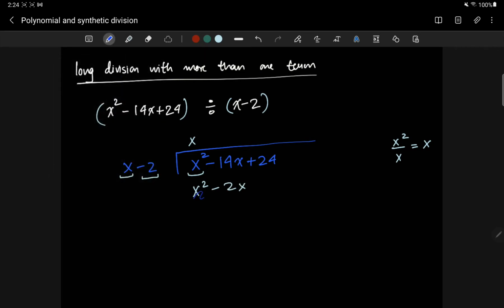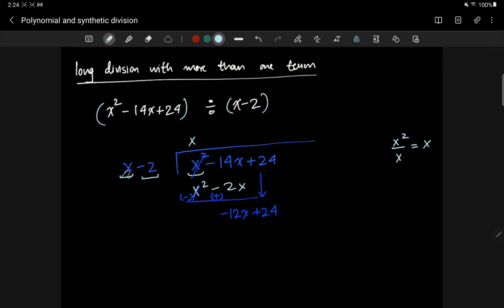So you have a negative 2 times x to give you negative 2x. After that, you do the same thing as with numbers. You subtract them. Now when you subtract, you have to be careful that subtracting a negative number makes it positive. So this is a positive number, so this would be minus. This is a negative number, so when you subtract, this is actually a plus. Now x squared minus x squared cancels out. Negative 14x plus 2x is negative 12x. And then I bring down the next term, which is plus 24.